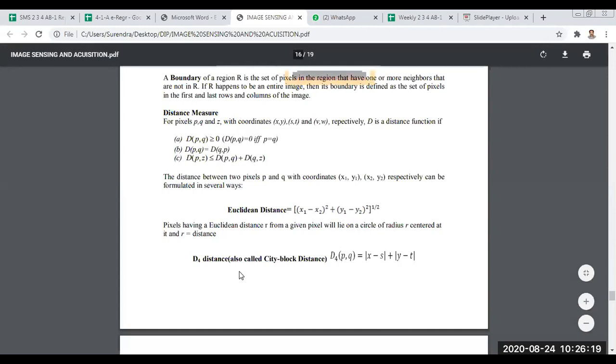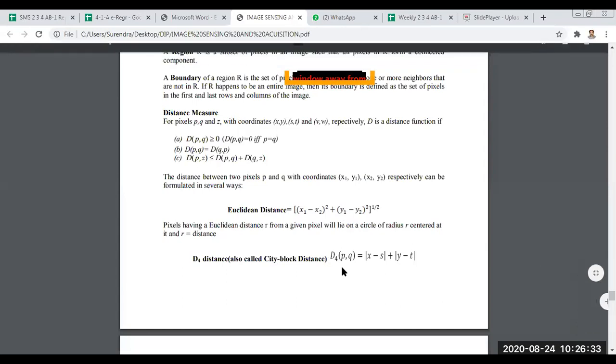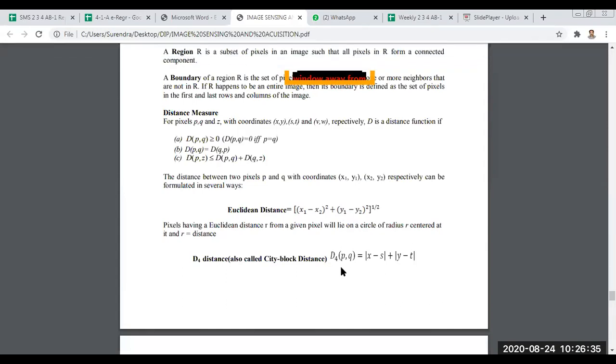Next, similarly there is the D4 distance. It is also called city block distance or chessboard distance. Here also there is a formula, D4 of P comma Q. The city block distance between P and Q is here considered as modulus of x minus s plus modulus of y minus t.